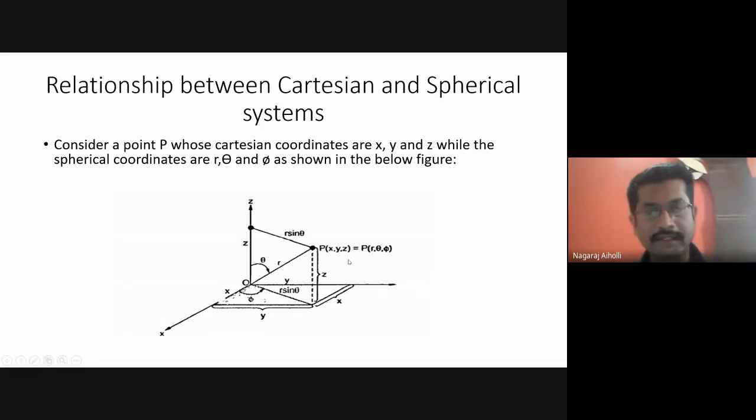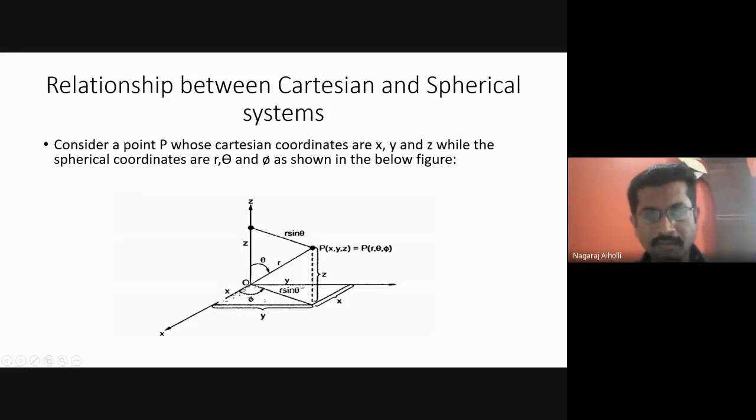What I am highlighting here is, consider a point P with the coordinates x, y, z in Cartesian, and the same point is also represented in spherical coordinates, that is P of r, theta, phi. This is our x, this is our y, then this is our z. The same point represents the coordinates of the spherical system, that is radius r, angle theta and angle phi. I have written it as P of r, theta, phi.